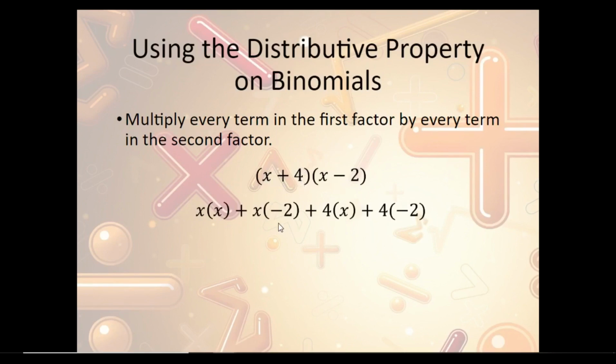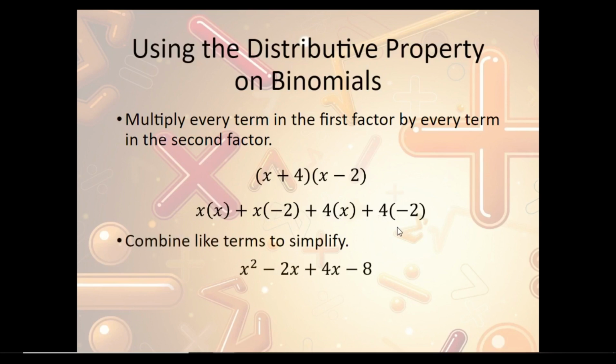And now we go ahead and combine these. x times x is x squared. Negative 2 times x is negative 2x. 4 times x is 4x, and 4 times negative 2 is negative 8. Now we just combine the like terms. x squared we have to leave by itself, but we do have a negative 2x and a positive 4x, so we can combine those. Negative 2x plus 4x is positive 2x. So we get x squared plus 2x minus 8.